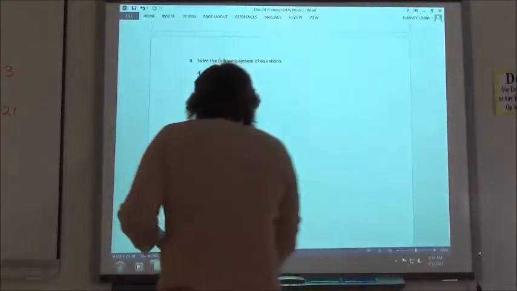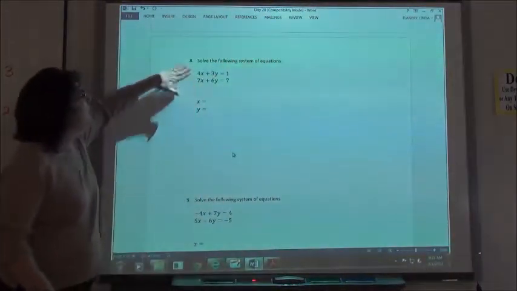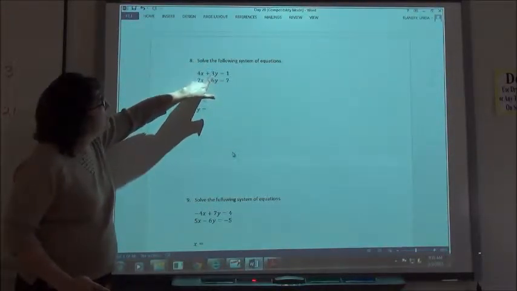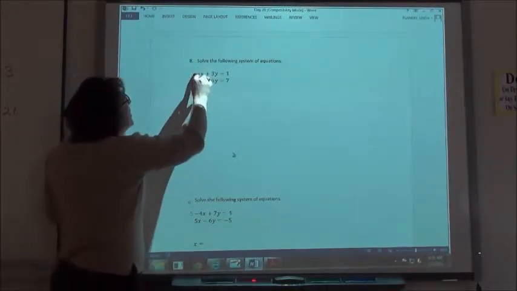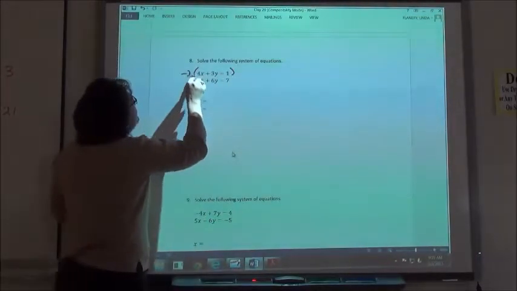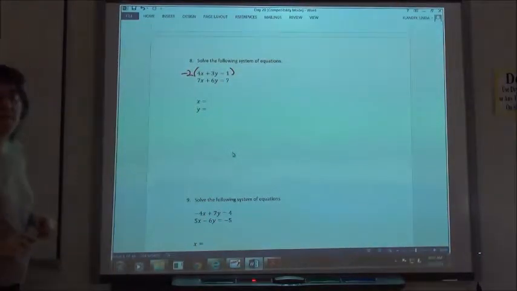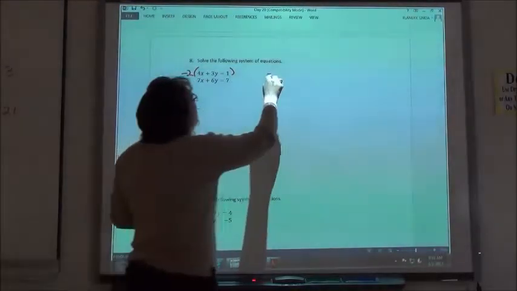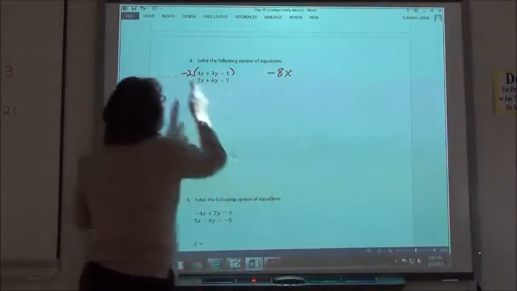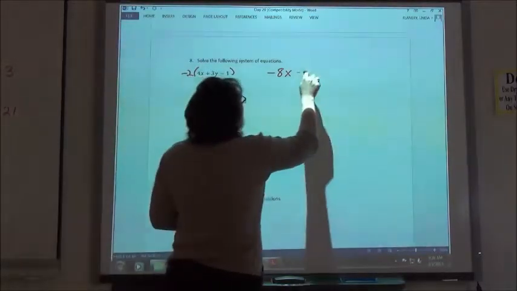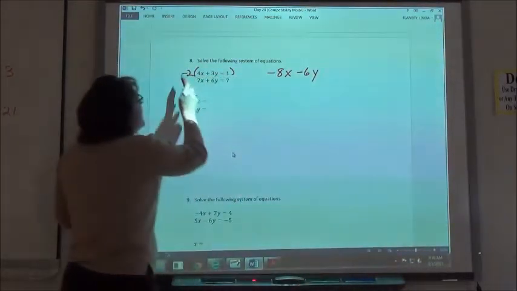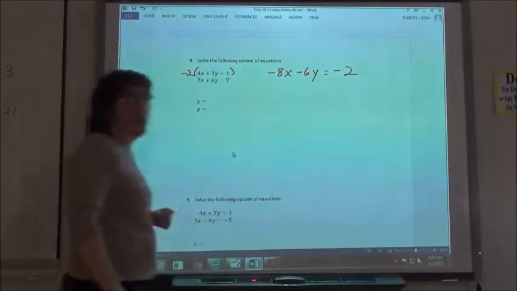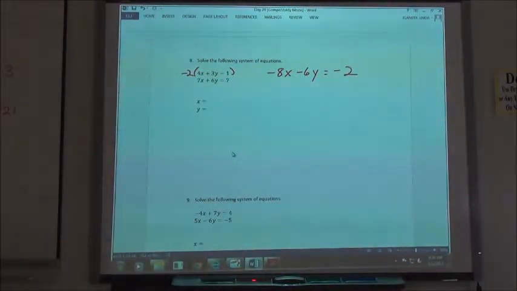So on that top equation here, if I want to get rid of the y's, because I have this as 6, we said we want to multiply that top equation times negative 2. I didn't take the 1 times negative 2, so it didn't come out right. Negative 2 times 4x was negative 8x. Negative 2 times 3 would have been minus 6y. Negative 2 times 1 should have been negative 2 instead of 1 there.